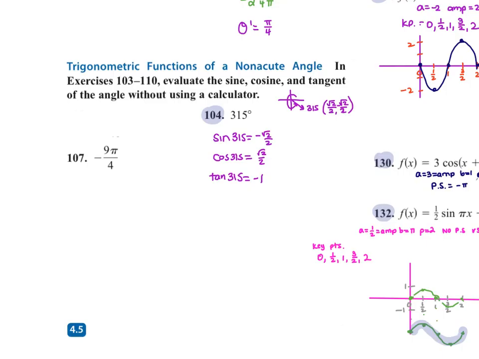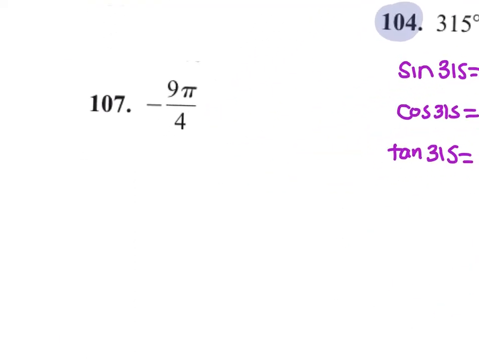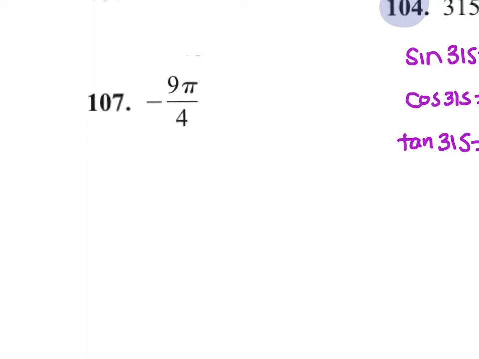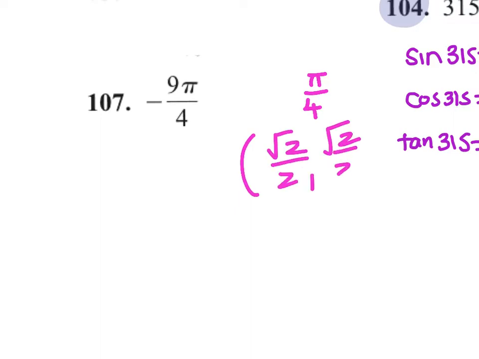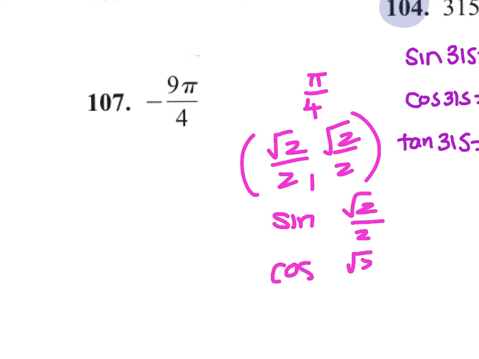Okay, so this says evaluate the sine, the cosine, and the tangent of the angle without the calculator. So 107 is negative 9 pi over 4. The first thing you should be able to figure out is that the reference angle is pi over 4. And from there, the coordinate point is root 2 over 2, root 2 over 2. Which means my sine is going to be root 2 over 2, my cosine, root 2 over 2, and my tangent is 1.